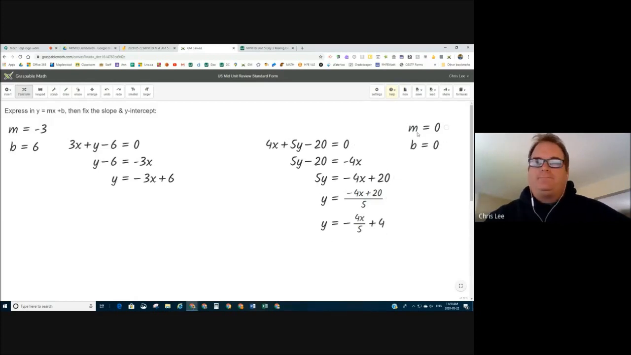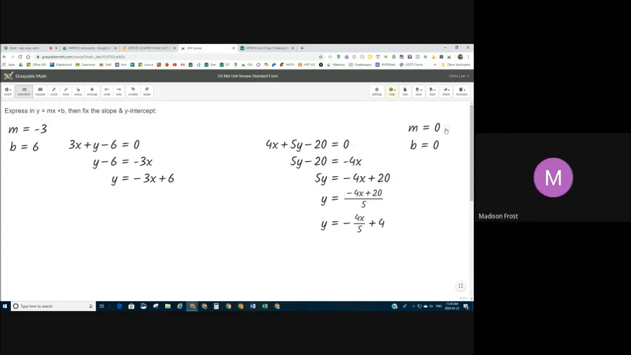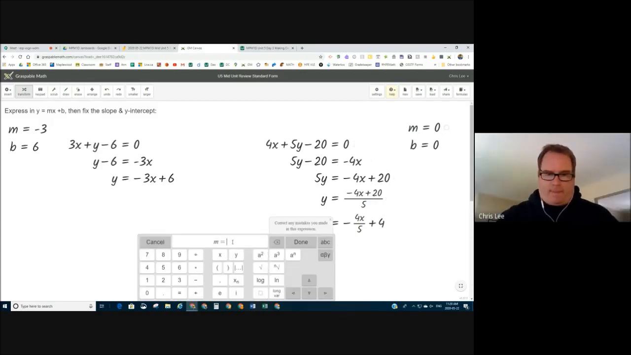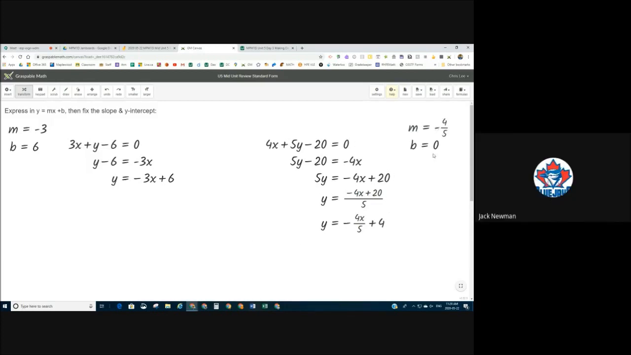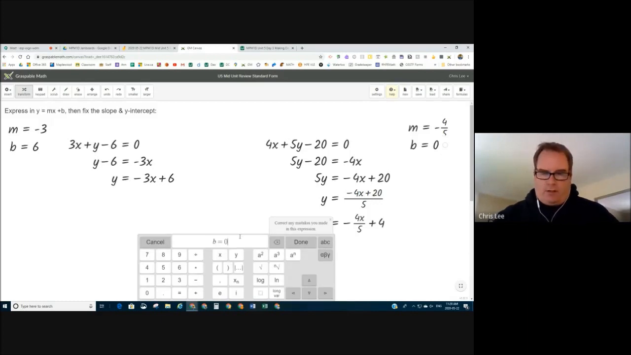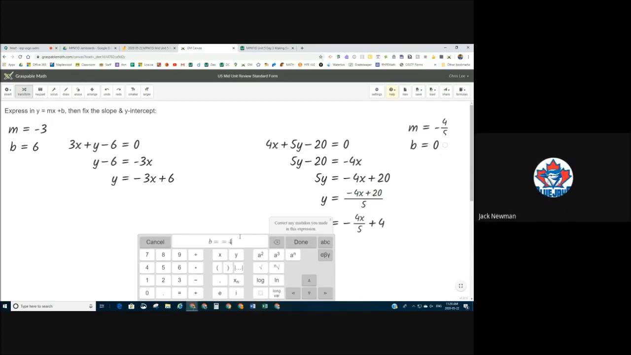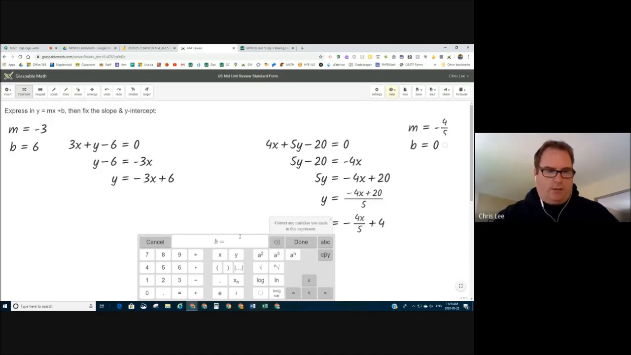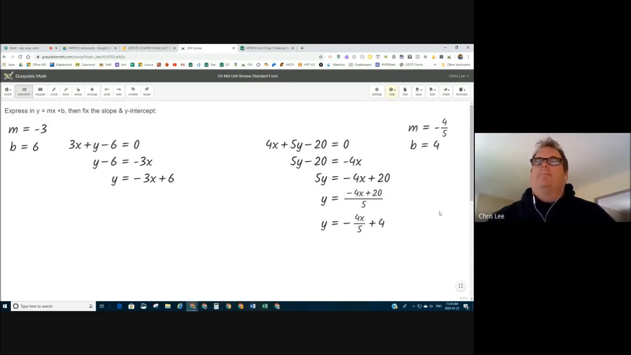So what's the slope? Excellent. Positive or negative? Negative. Great. And you notice I don't write the x there. The x is part of the equation. The slope is just the number. And then the y-intercept? 4. Yes. Excellent. And I don't even have to put plus 4. I wonder what happens if I put plus 4. I think it'll probably just say 4.